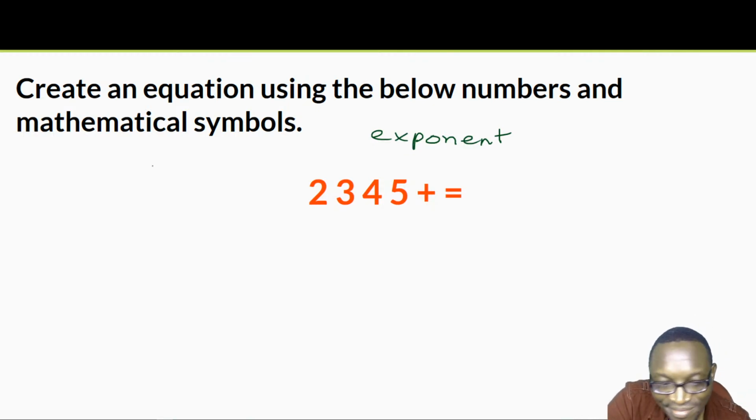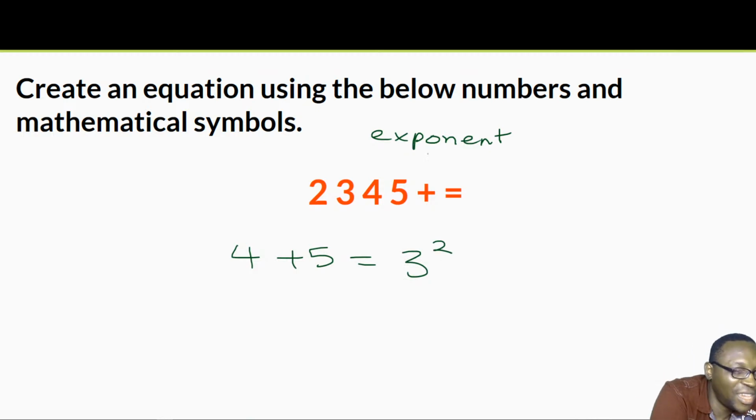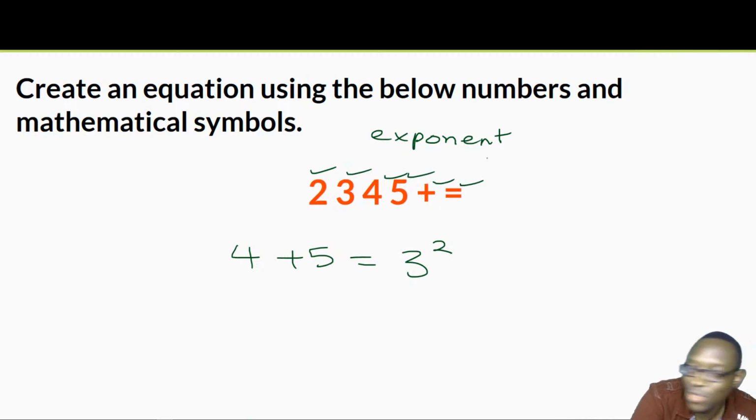Anybody have an idea? Okay. Let me show you what this is going to be. I know we're out of time. So this is going to be 4 plus 5 equal to 3 squared. So that's all you have to do for this one.